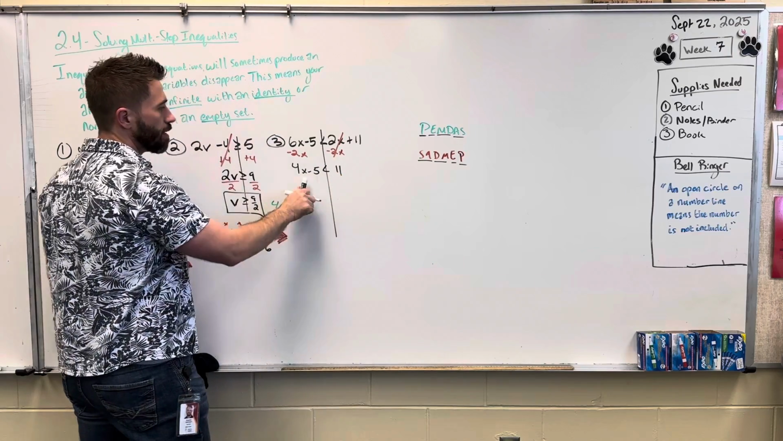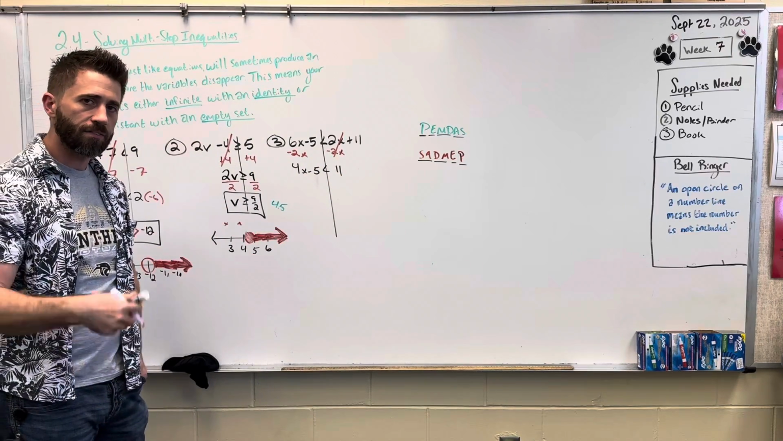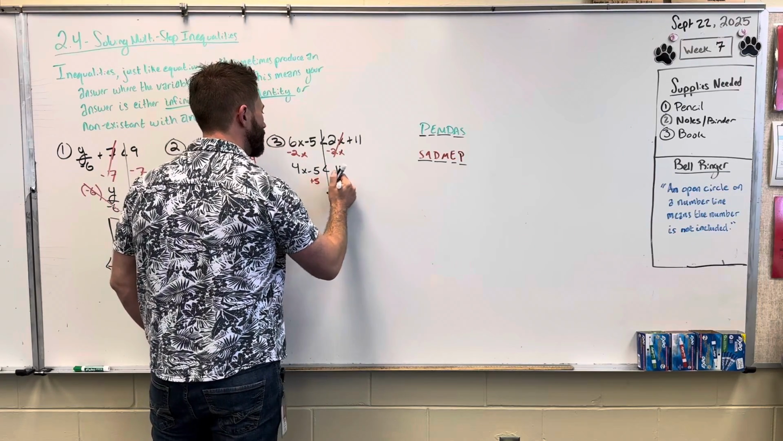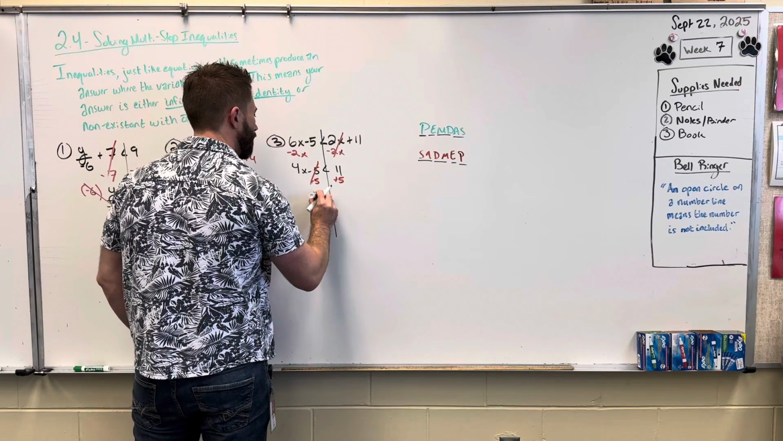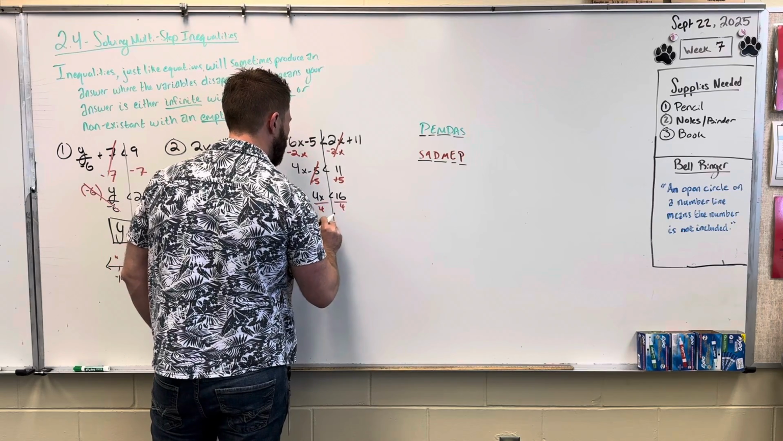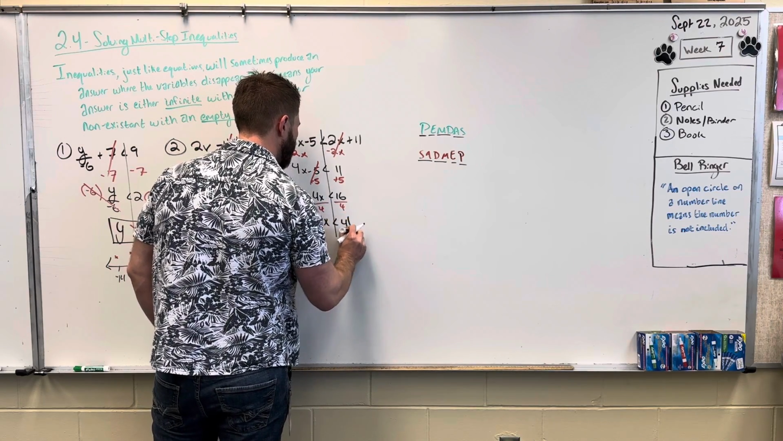Now that I have an x on the left, now I can finish solving the inequality by adding the 5 to both sides. That's going to cancel that out. I have a 4x is less than 16, and divide both sides by 4, and I get x is less than 4.